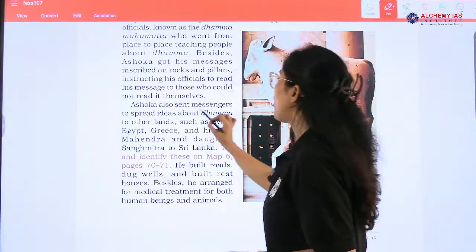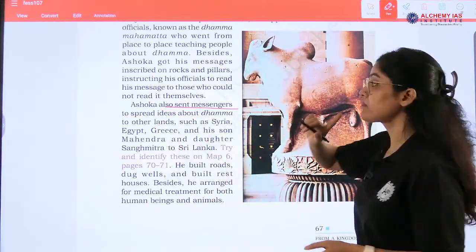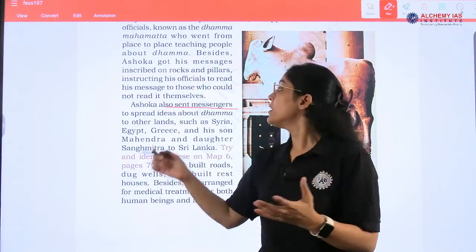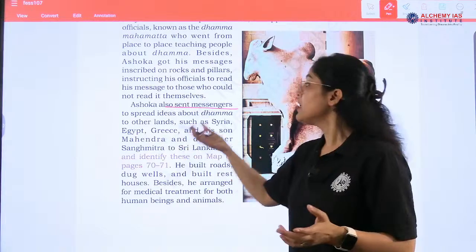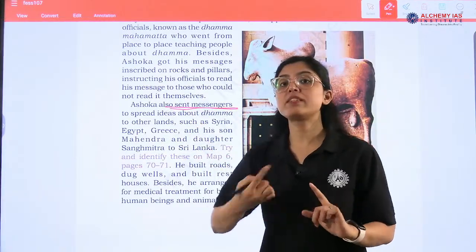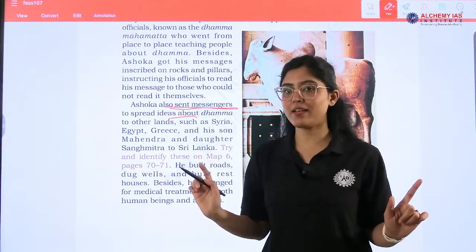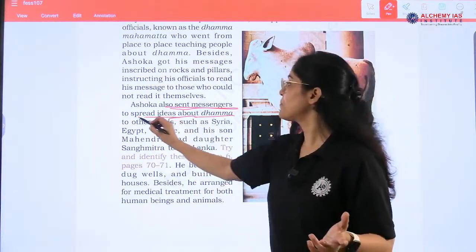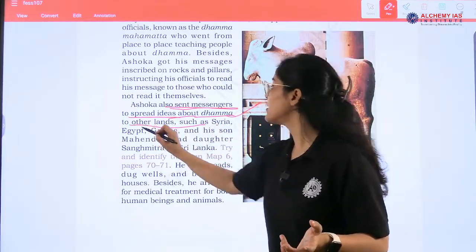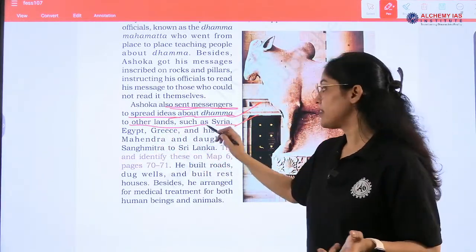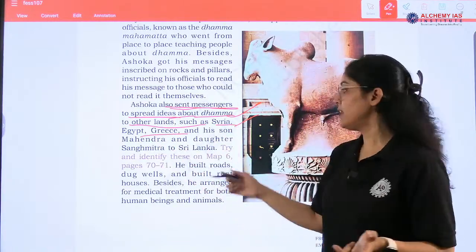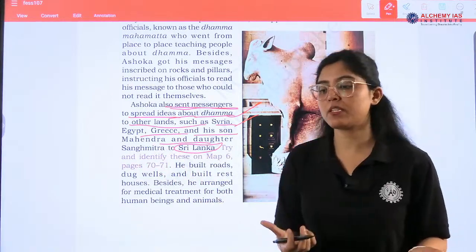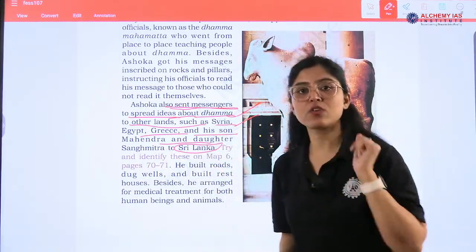Now, Ashoka also sent messengers. See, not only did he inscribe different inscriptions and appoint Dhamma Mahamattas, but he was also sending messengers to different areas outside the Indian subcontinent, to spread ideas about Dhamma to other lands such as Syria, Egypt, Greece, and then Sri Lanka. We know his son Mahendra and daughter Sangamitra went to Sri Lanka. This question also comes.